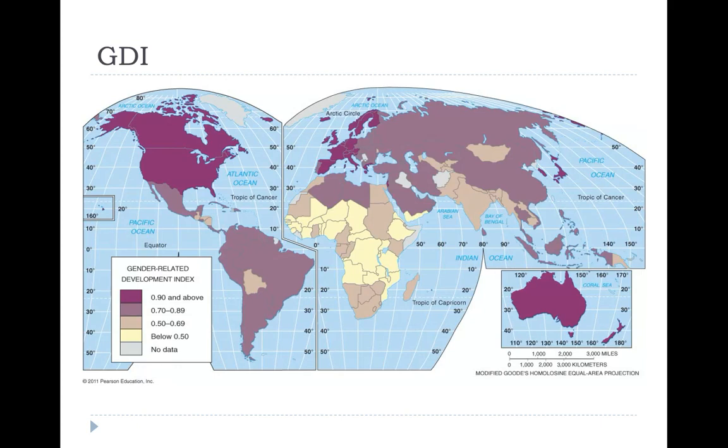So this map shows the Gender Development Index. So the dark purple countries have a score of 0.9 or higher, meaning they have more gender equality than the pale yellow countries that have a Gender Development Index of below 0.5.